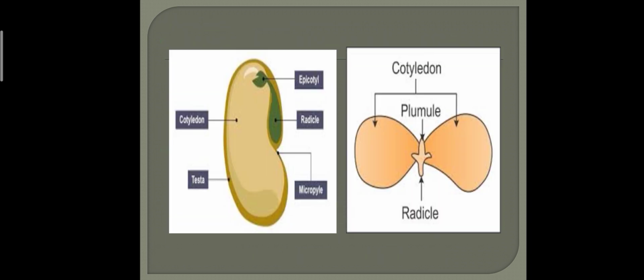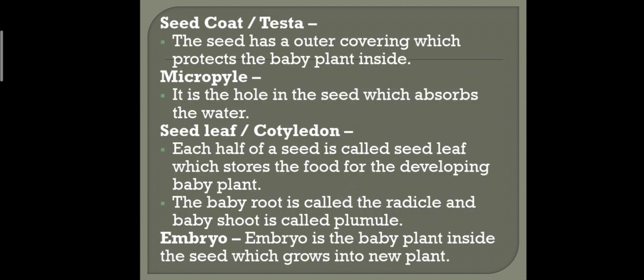In the second figure, we are able to see the two cotyledons, which are the halves of the seed which store the food for the growth of the baby plant, and the plumule and the radicle. The radicle will grow first and then the plumule will grow. Radicle is the baby root and plumule is the baby shoot. Now what is embryo? Embryo is the baby plant inside the seed which grows into a new plant.